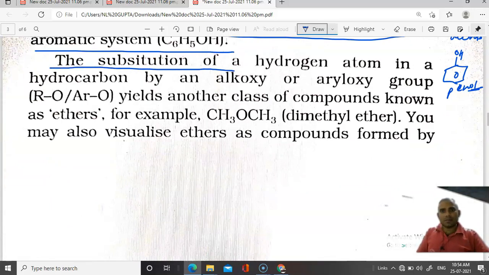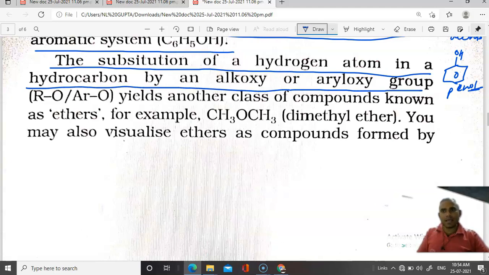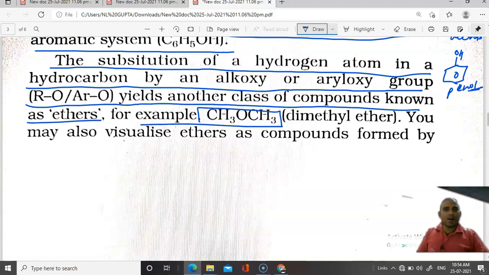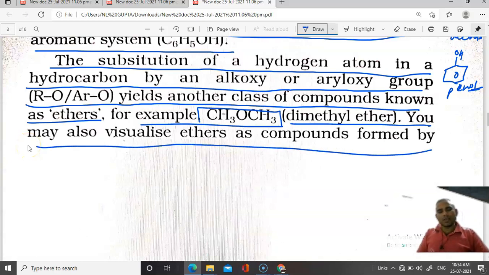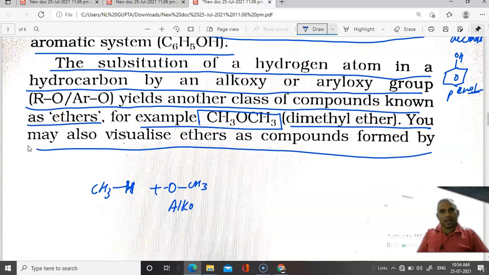The substitution of the hydrogen atom in a hydrocarbon by an alkoxy or aryloxy group, RO, yields another class of compounds known as what, student? Ethers. For example, CH3OCH3, or dimethyl ether. You may also visualize ethers as formed by this: if suppose CH4 is there, student, and it gets its hydrogen replaced by an OCH3 group, student, OCH3. This is what is known as the alkoxy group, student.